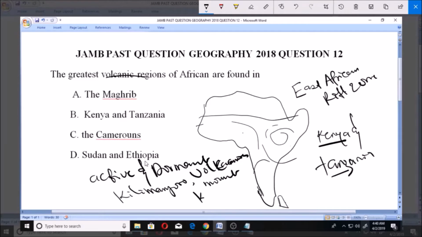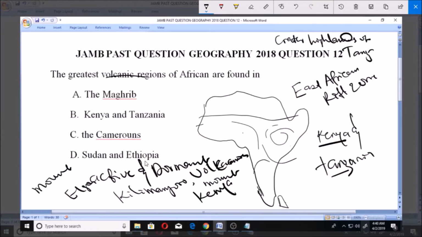Kilimanjaro is a very popular mountain, one of the biggest mountains in Africa. We also talk about Mount Elgon, then the crater highlands of Tanzania. So you see, within this region of the East African Rift Zone, we have all these active volcanoes and all the things we've just mentioned, and that makes option B the right answer for this.